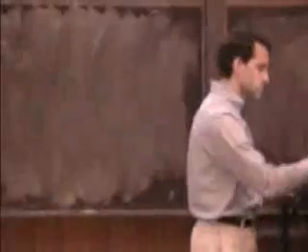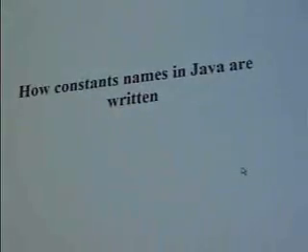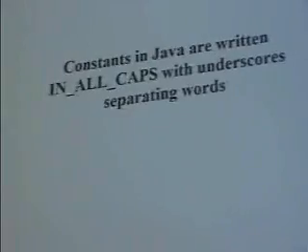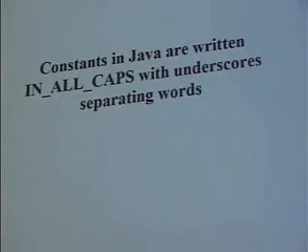Miscellaneous 300. How constant names are written in Java. What is capital letters? Yes, I'll accept that. In all capital letters, using underscores for spaces. Right, so they're written as such.